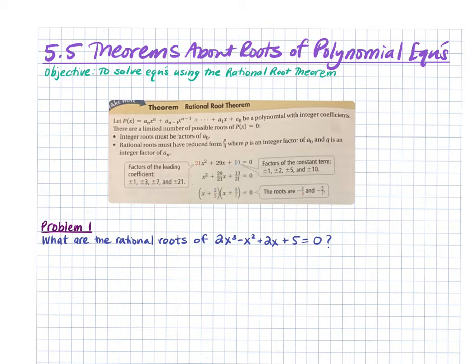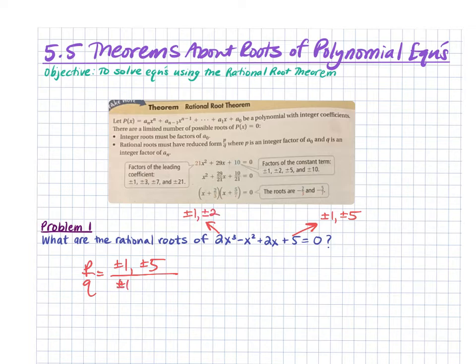So first we're going to look at possible rational roots. Our possible rational roots are going to be p over q, where p is going to be the factors of this 5, and they're plus or minus 1 and plus or minus 5. There are no other factors of 5. And then that's going to be divided by factors of the leading coefficient, which is 2. So the factors of 2 are plus or minus 1 and plus or minus 2.